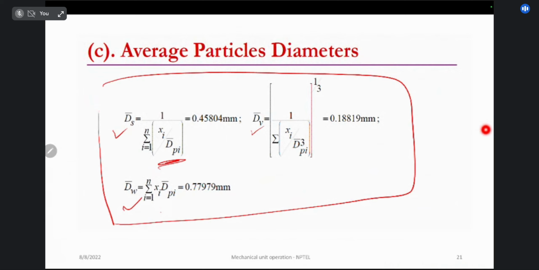Now why are there many diameters? As already discussed, depending on your application you will use only one kind of diameter, and you can see there is a very large deviation or difference in every kind of diameter. So according to the design of your mechanical operation, or your particular application, you need to consider only one diameter and proceed with the calculation.